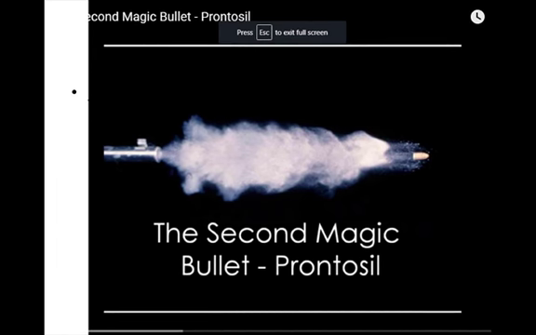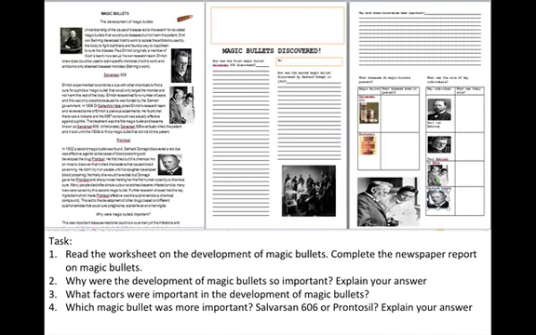In this lesson, we will be learning about the development of magic bullets, or as they're better known today, antibiotics. That links to a film here. So, what I would like you to do is the following. You need to read the information sheet on magic bullets, and then you need to complete the activities attached. As you're going through that, you will be answering the following questions. Why was the development of magic bullets so important? What factors were important in the development of magic bullets? And then which of the first two magic bullets, Salvarsan 606, or Prontosil, the second magic bullet, was the more important?